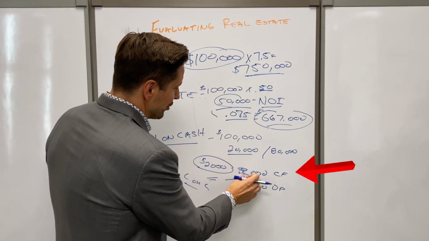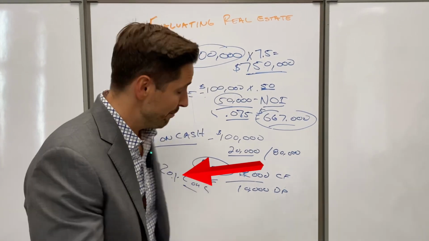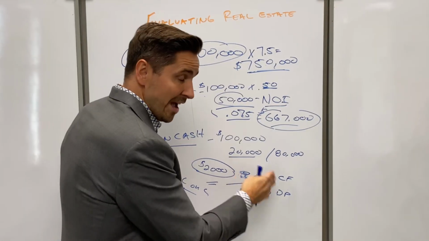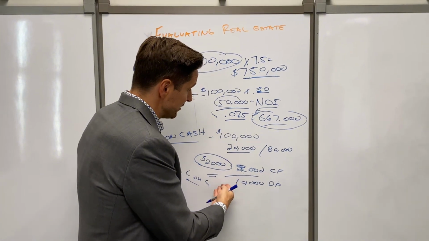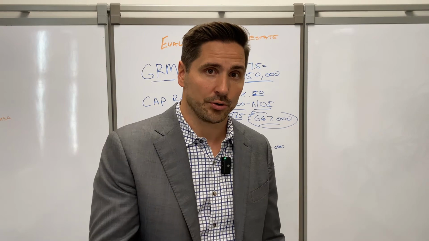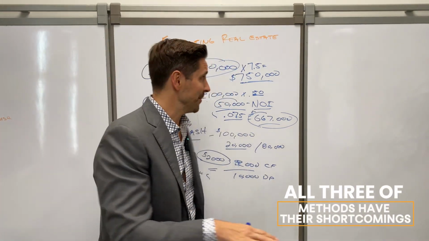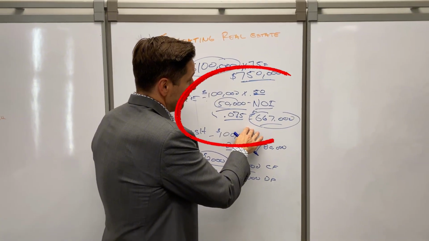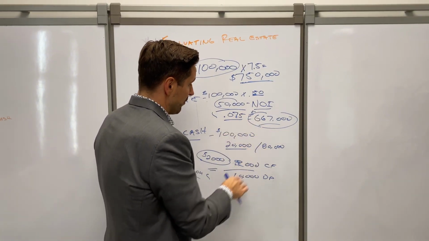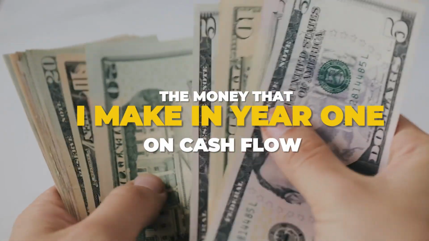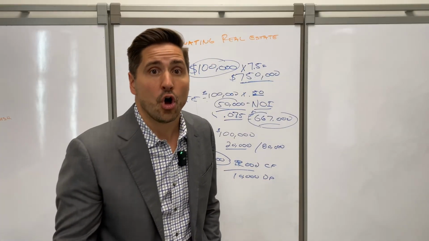But you can get a cash on cash return, meaning the money I put down made this amount of money, by calculating the cash flow that you had, which is 2,000, divided by the money you put down. It gives you a snapshot of the cash flow that you create. Now, all three of these methods have their shortcomings. This one's just about income. This one is a snapshot of what it would be like with income and expenses, and it's a little bit lower. This one talks about the money that I make in year one on cash flow. All of them are useful. All of them are good.